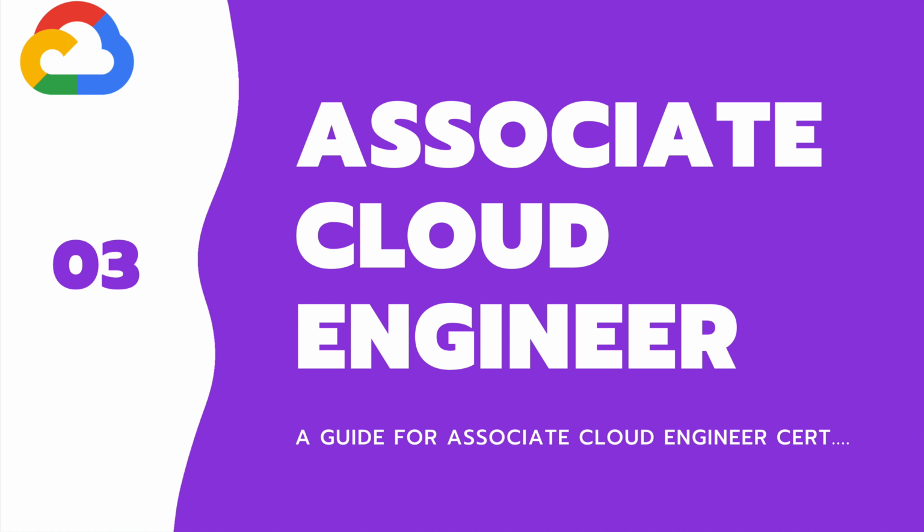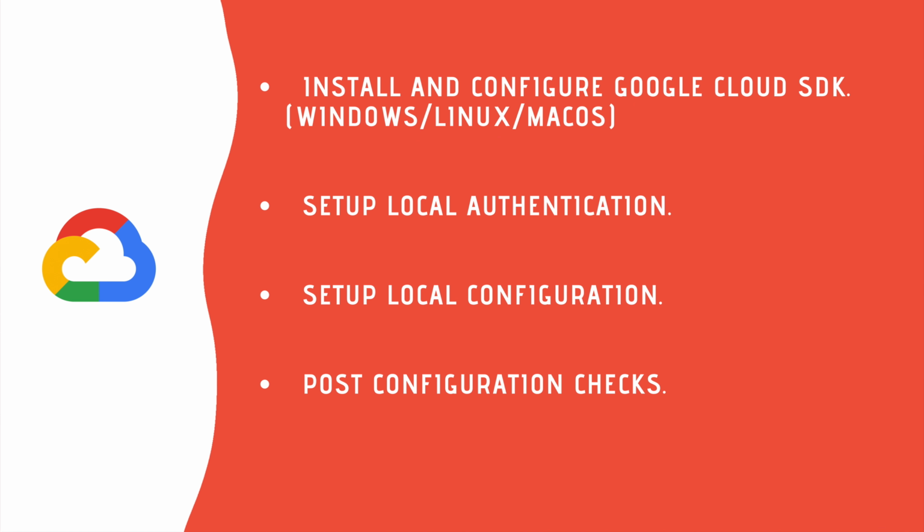So this is part 3 of the Associate Cloud Engineer playlist, and in this video we are going to talk about how we can install and configure the Google Cloud SDK on Windows, Linux and macOS. We will see how to set up local authentication, we will set up a local configuration, and we will list our projects to see if we are able to connect to our Google Cloud platform from our local machines.